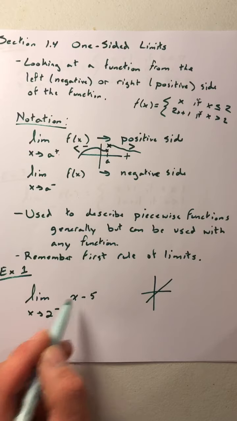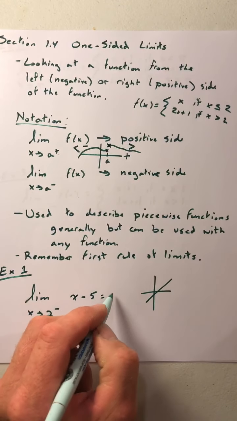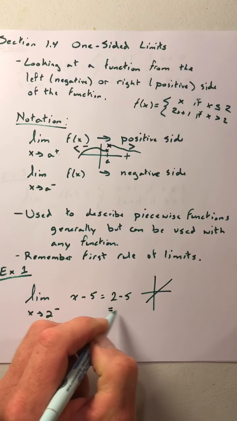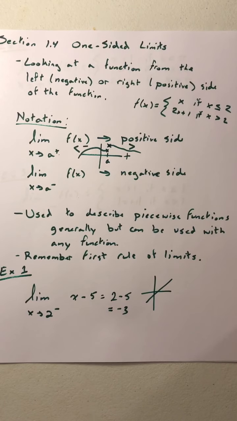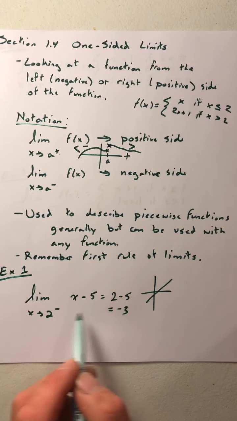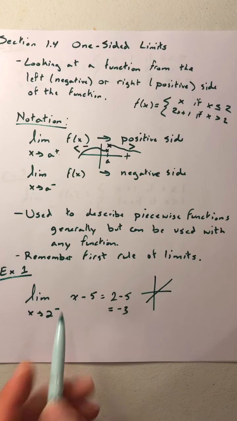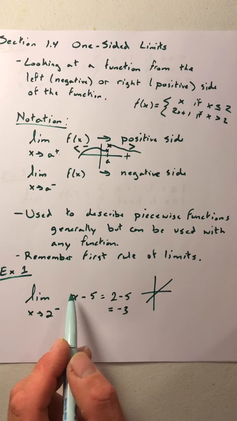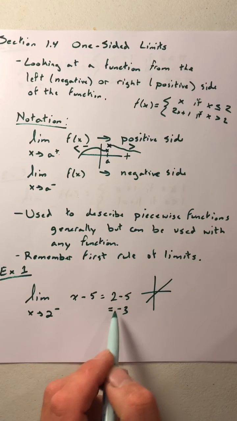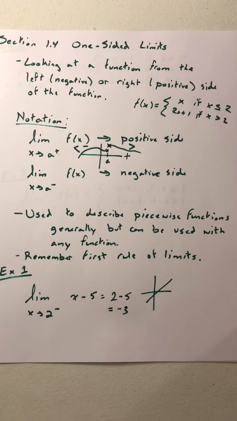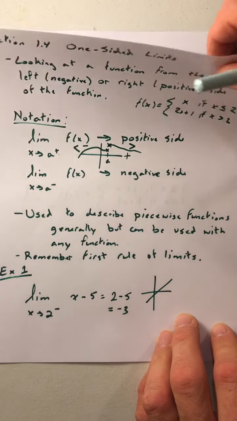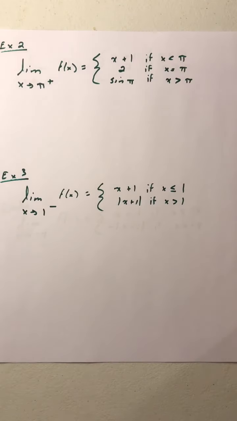So if I plug 2 in for my x value, I end up with 2 minus 5, which gives me negative 3. So that's going to be the negative side of 2. It also, coincidentally, is the positive side as well, because if we plugged in positive 2, then 2 minus the 5 gave us a negative 3 as well. So this is an example of where it doesn't necessarily mean a whole lot to us from the negative side or the positive side. Once we get into our piecewise, it does get to be a little more important.